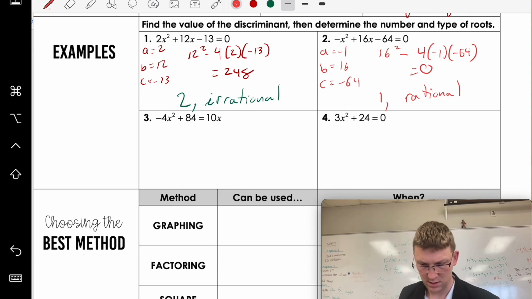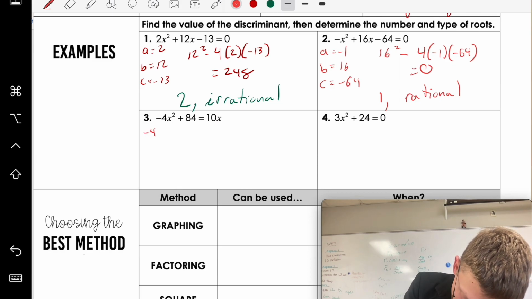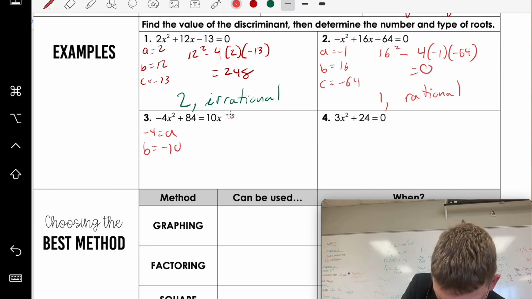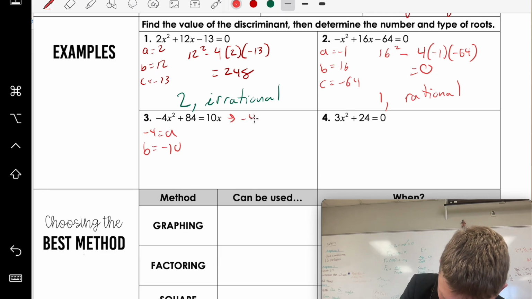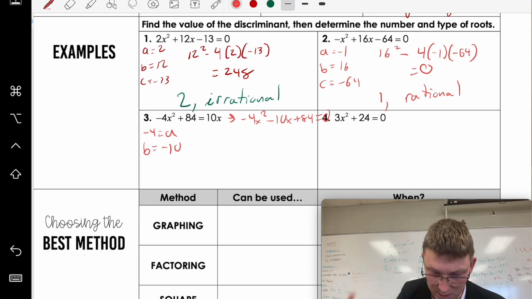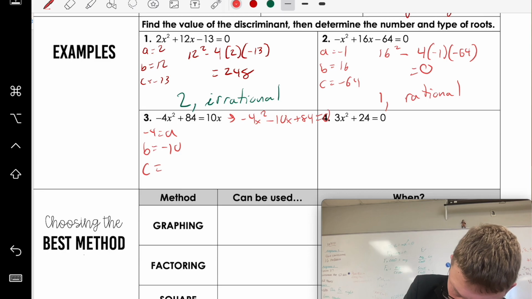And number 3 equals A, -4 equals A. B equals -10. I did some algebra in my head there because I didn't realize it until after I started writing. So if I were to rewrite this equation, it's going to be -10x plus 84 equals 0. Don't forget to put it in standard form is what I'm saying. And C equals 84.